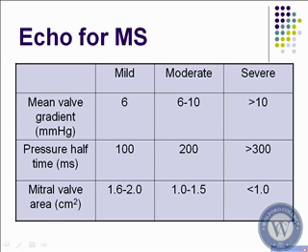This is what the echo shows you. It shows you the degree of gradients that you may have. Severe stenosis has gradients greater than 10 millimeters of mercury, and you see the mitral valve area is less than 1 centimeter squared.